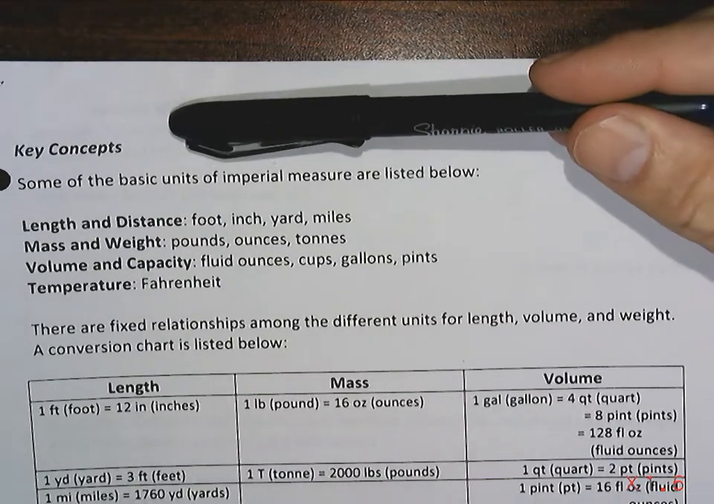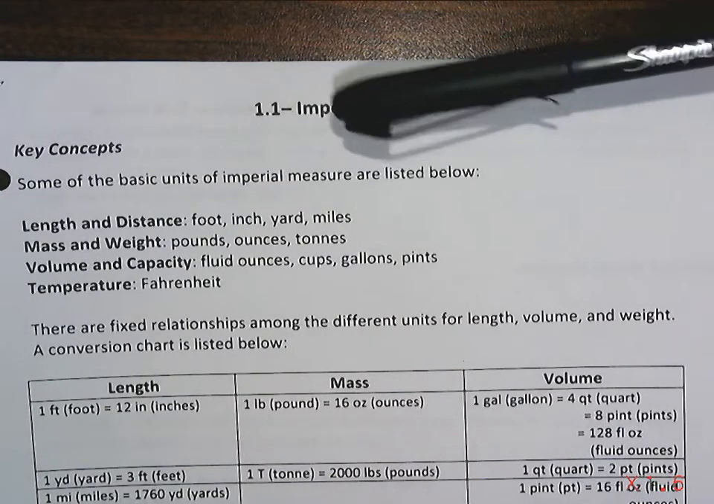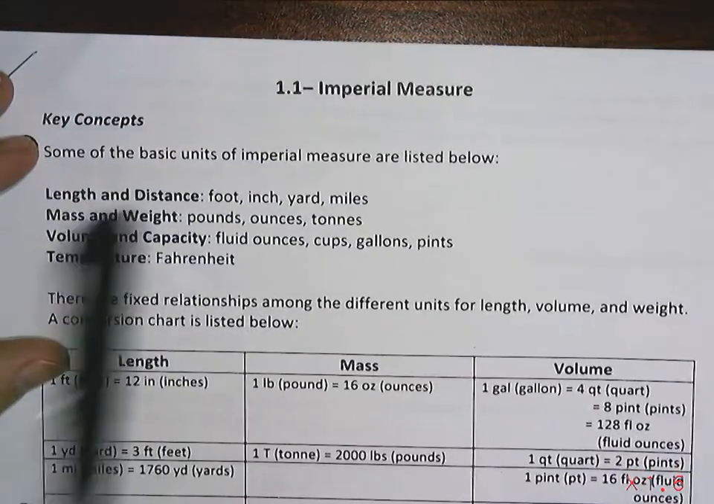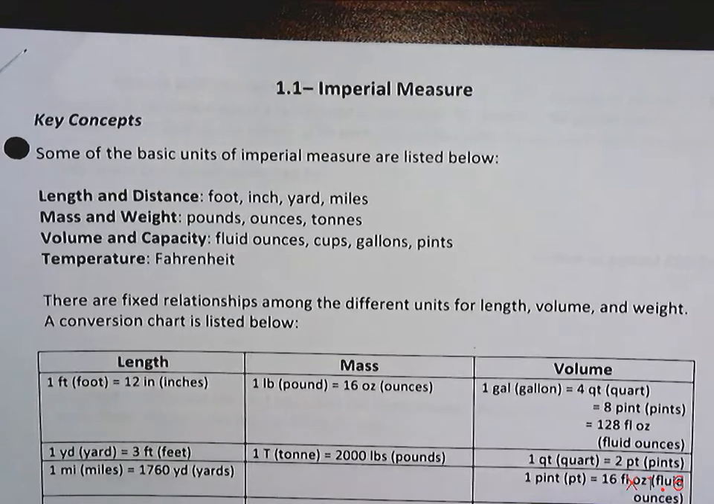So some key concepts. Some of the basic units of the imperial measure are listed below. When we're talking about length and distance, we're going to be talking about things like foot, inch, yard, and miles. When we talk about mass and weight, we're going to be talking about pounds, ounces, and tons. Volume, we're going to be talking about fluid ounces, cups, gallons, and pints. And temperature, we talk about Fahrenheit, and that's a big difference too, right? Because in Canada, we talk about Celsius. And again, we tend to flip back and forth when we're doing things.